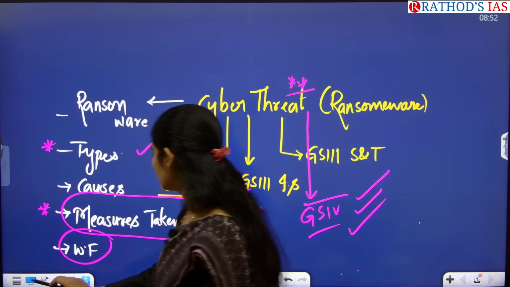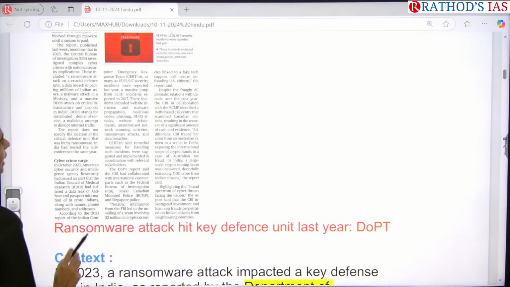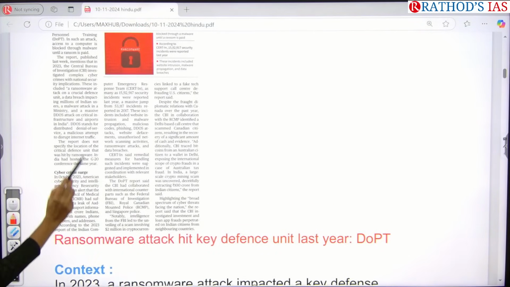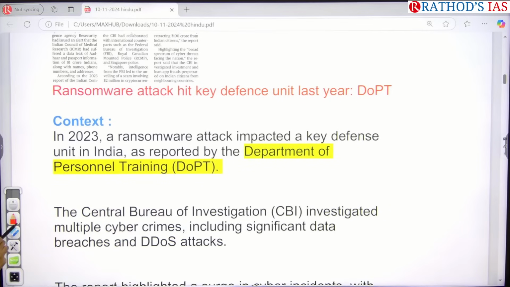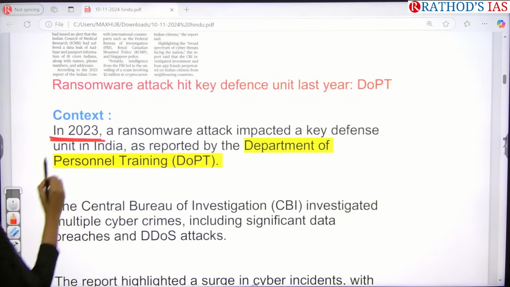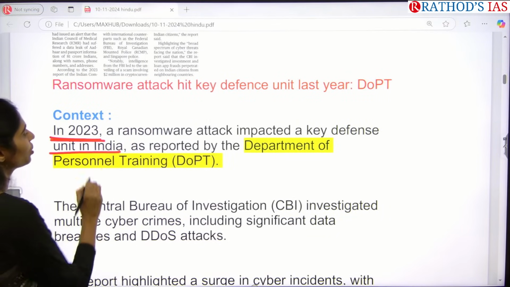Okay. Now let us move on to this article. Let us exactly see what this topic is saying. So in 2023, a ransomware attack happened on our key defense unit in India.